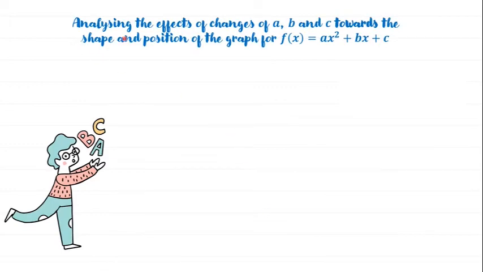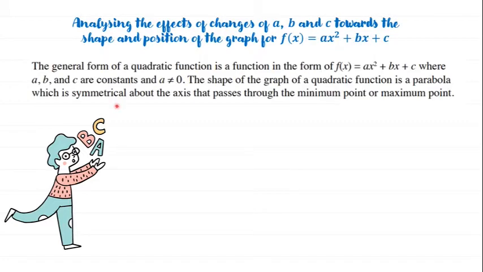Okay, analyzing the effects of changes of a, b, and c towards the shape and position of the graph for f(x) = ax squared plus bx plus c, the general form of quadratic function. This is the general form where a, b, and c are constants and a cannot be 0.